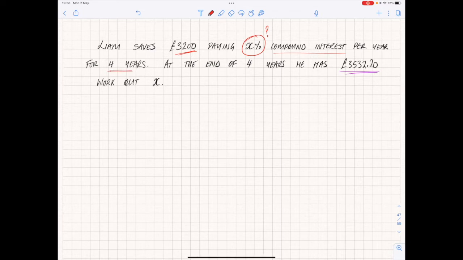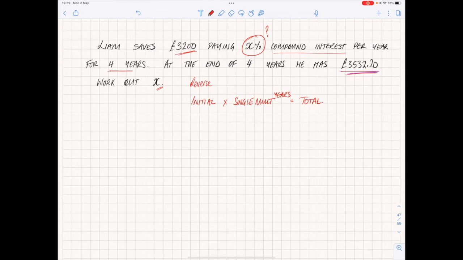At the end of the 4 years, he has a total of £3,532.20p. Work out X. So basically, this is asking you to reverse the process. So we're reversing, and we're working backwards. Basically, I'll have to find that percentage. So if we look at the formula we've got the initial amount times by the single multiplier, and it's to the power of years. That gives us the total.